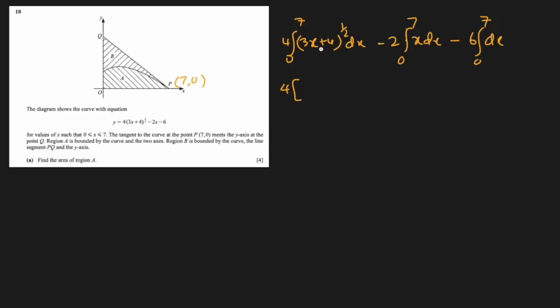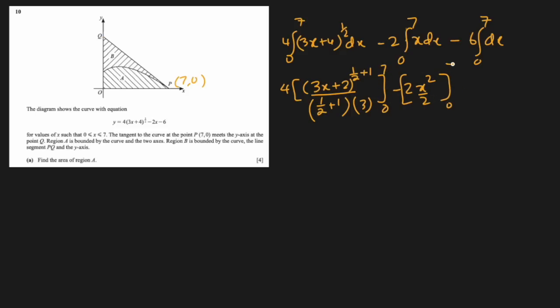The integration of this, since this is linear, 3x plus 4, we can simply increase its exponent by 1 and divide it by the same exponent increased by 1. Further, we'll have to divide it by the differentiation of the content of the bracket, which is 3x plus 4. The differentiation of 3x plus 4 is 3. So in integration, we have to do such a thing. Then we have minus 2 x square over 2, also from 0 to 7. Minus 6, and the integration of dx is just x from 0 to 7.